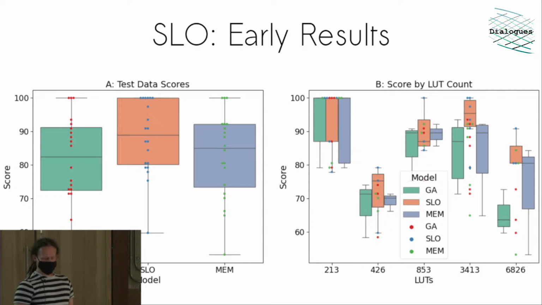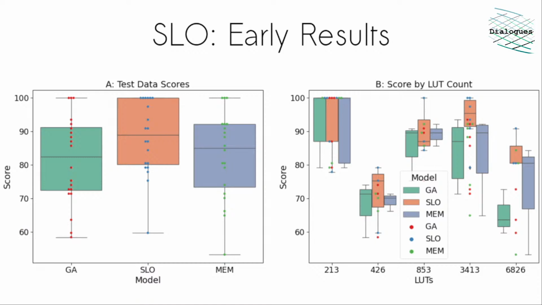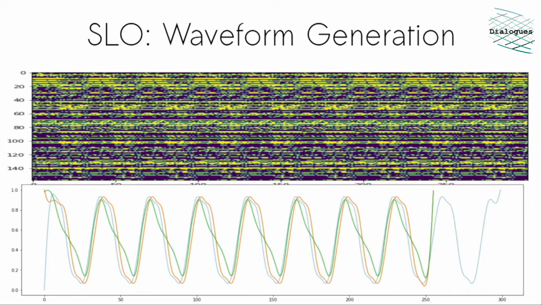So far, I've trained these things to do beat prediction tasks, and in comparison to standard methods which you'd use for this, like genetic algorithms, they outperform them. So it's looking promising, but you think, well, this is just logic. How do I get waveforms out of them?